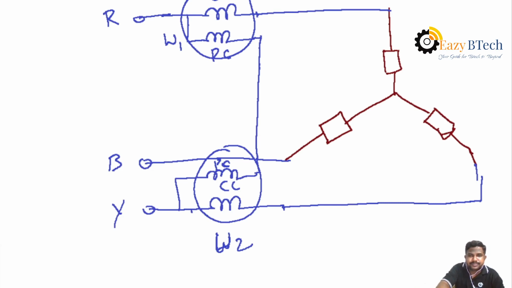Hence, the current passing through R phase is IR. The current passing through Y phase is IY. And the pressure coil of W1 is connected between R and B, then the voltage is VRB. And the W2 pressure coil is connected between Y and B, then the voltage is VYB.